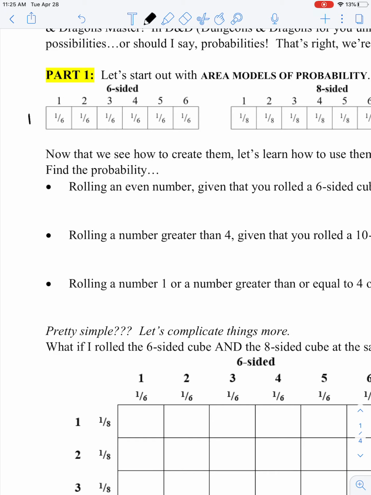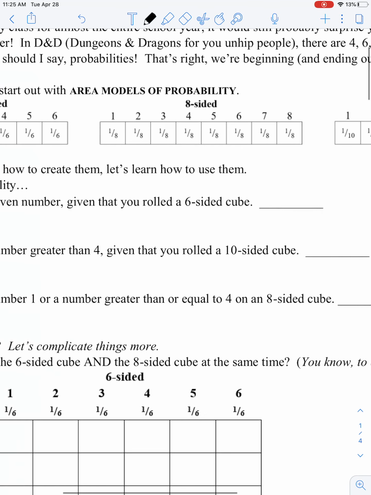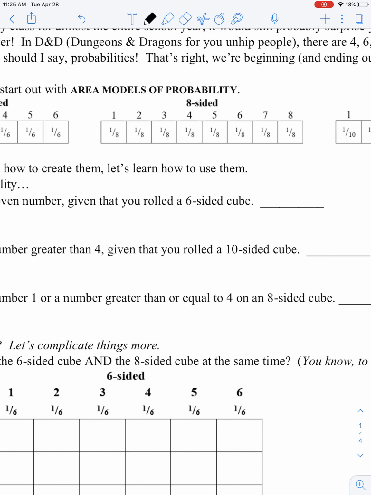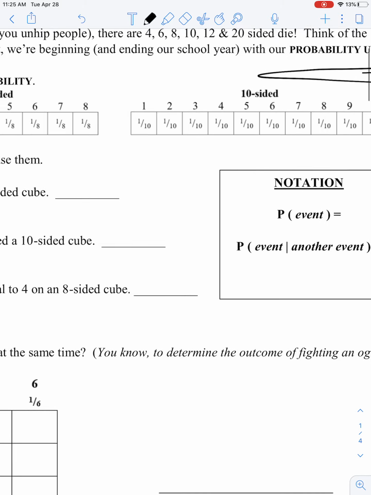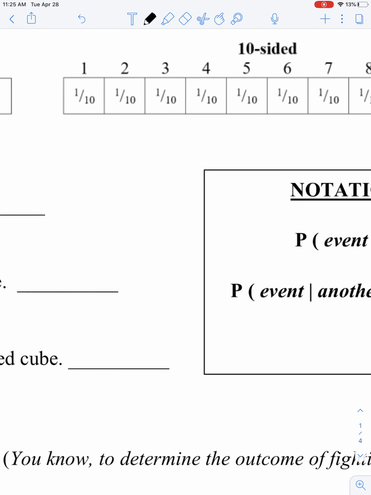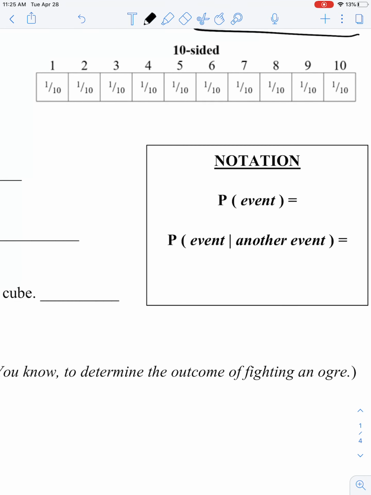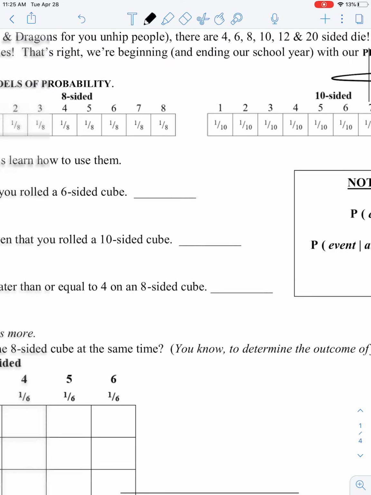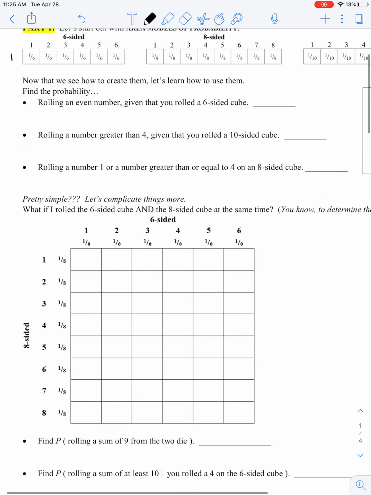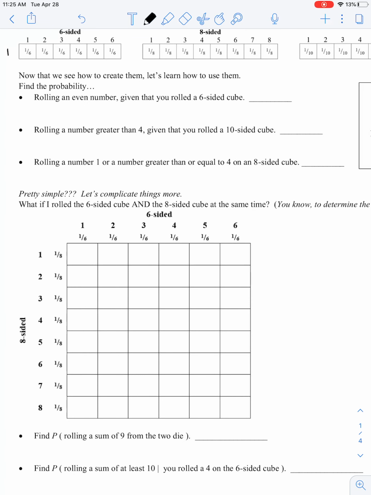So similarly, we have an 8-sided dice where each number has a 1/8 chance of being rolled, and a 10-sided die where each number has a 1/10 probability of being rolled. So we can use these diagrams to answer some questions about probability, find the probability of different events. Let's look at the first question.